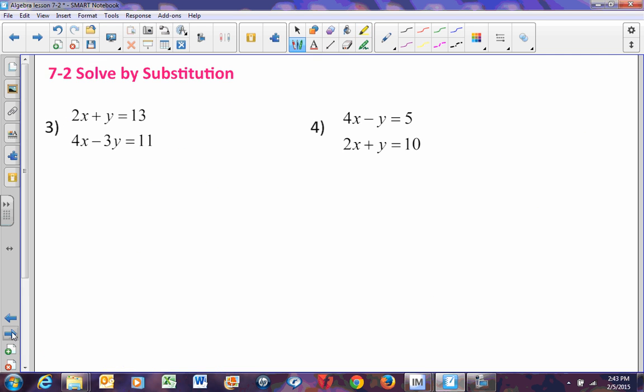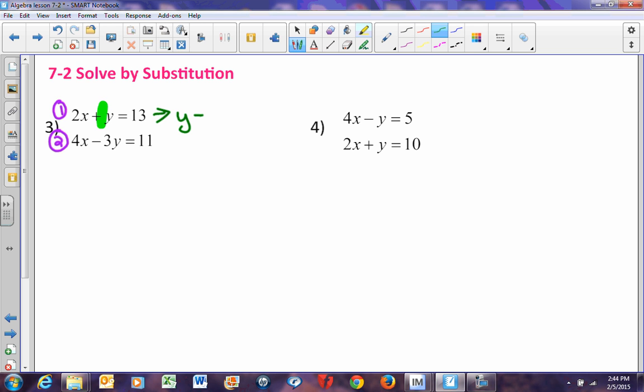Now, not all equations will be written in terms of a single variable. If you notice these two equations, neither one of them is written for a single variable. However, equation 1 could easily be written for the single variable y, because there's no number in front of y, which basically means there's a 1 there. So I wouldn't have to divide anything to solve that for y. So I'm going to take this first equation and solve it for y.